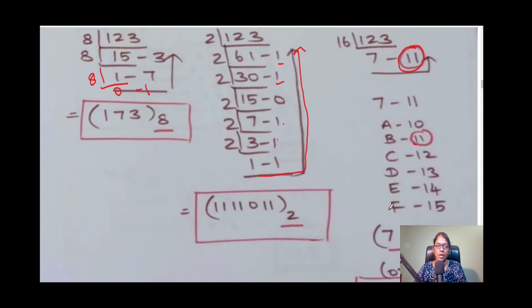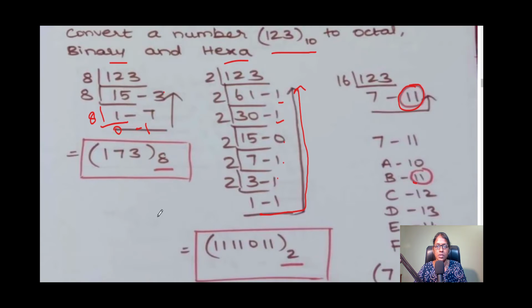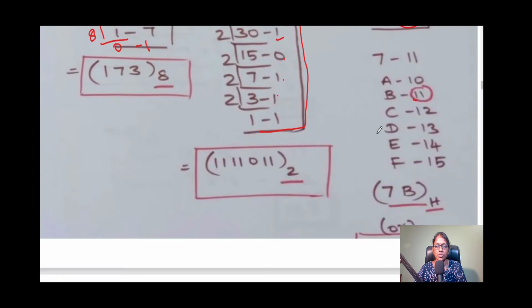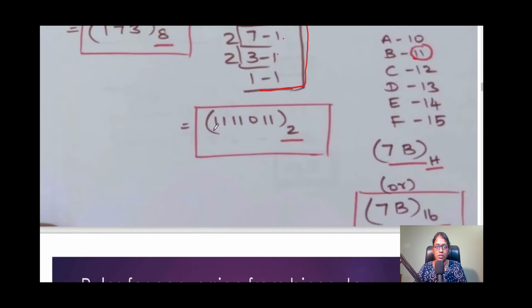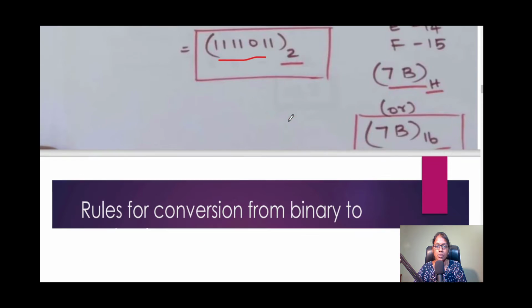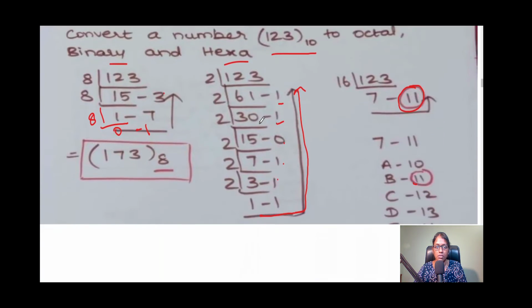Now we have to convert in the reverse way: octal to decimal, binary to decimal, and hexadecimal to decimal. That conversion we are going to see now. Rules for conversion from binary to decimal. We have this binary value, so how do we convert this binary value into a decimal value?